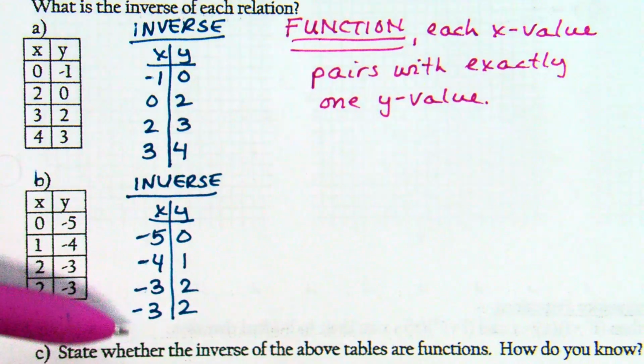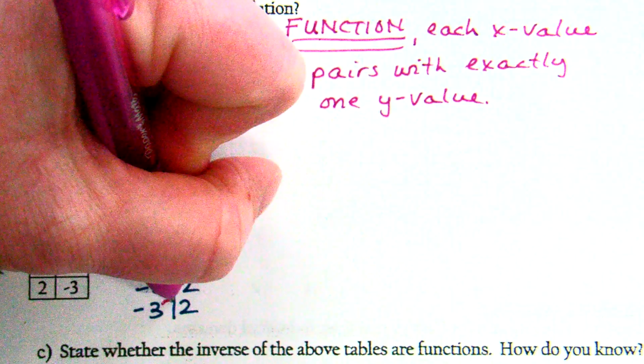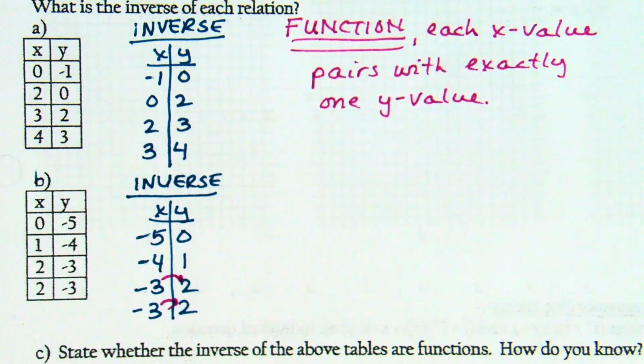Now, what do you notice about this -3? It's there twice, but what does it do both times? It goes to 2. So if the last one was a function because each x value pairs with exactly one y value, does this x value of -3 pair with more than one y value? No, it's the same one.